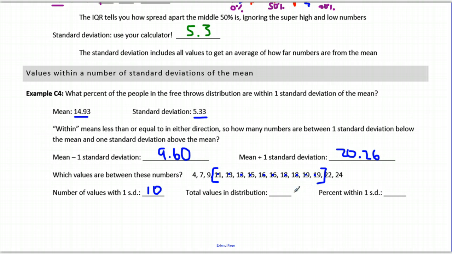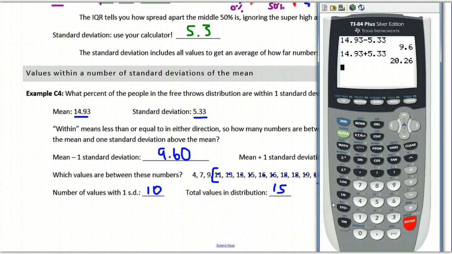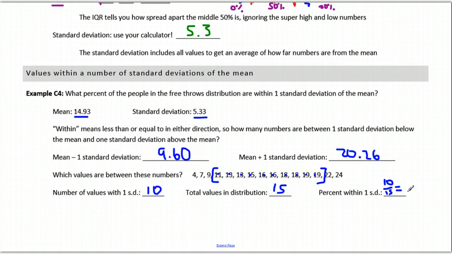And how many total values do we have? Well, we have the 10 in here plus 1, 2, 3, 4, 5 more. So there's a total of 15. So the way you figure out the percent within 1 standard deviation is you take the 10 divided by the 15. And if you divide those in your calculator, you're going to get 0.67. 10 divided by 15 is 0.67, when rounded, of course.